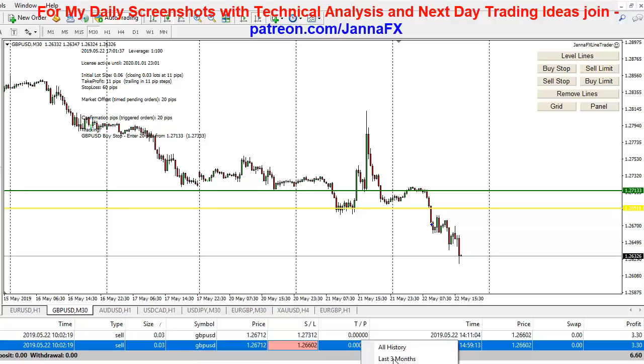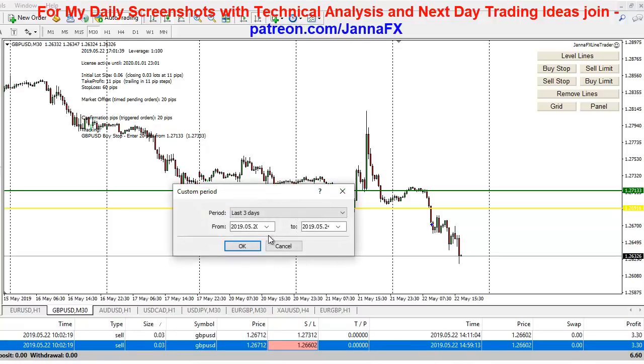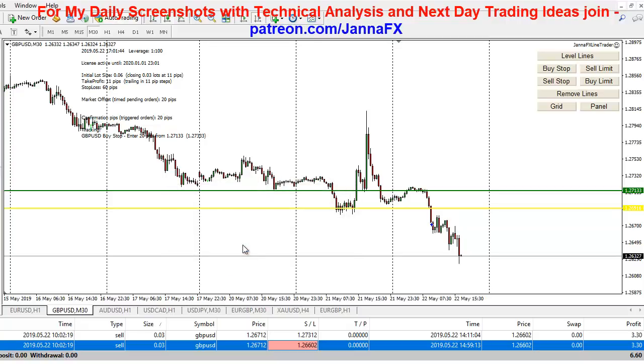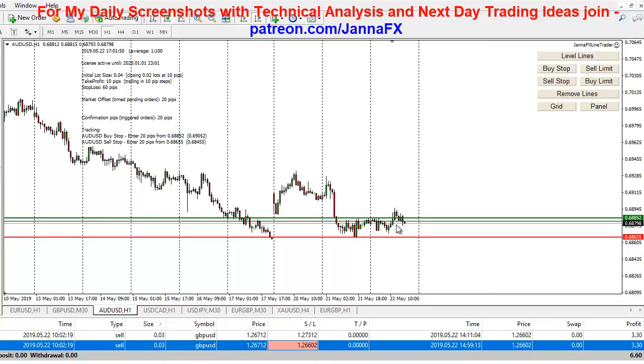So you can see, I'm just trying to show you it's today. Okay, and you see how it worked. You see all of this happened while I was away. I was away the whole day, and then now that's it. I'm checking my trades. You can see Australian dollar did move. I'm removing the lines now because we're going into the night.